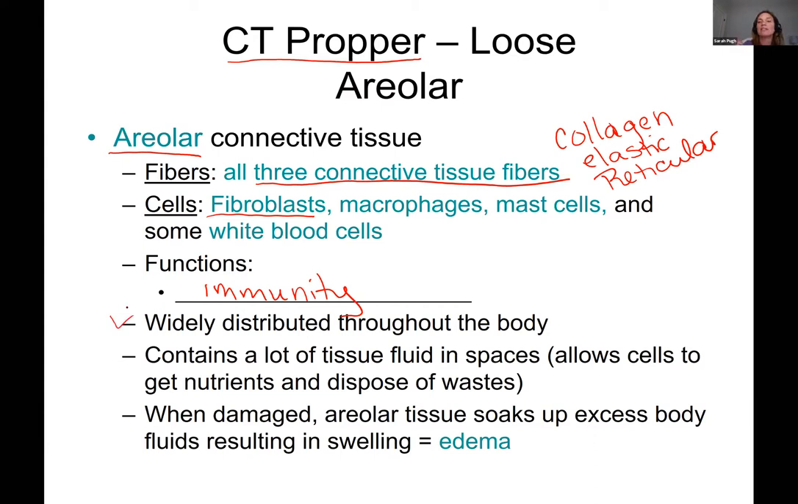It does have a lot of tissue fluid in it. And if it gets damaged, it'll actually soak up more fluid and lead to swelling, which we call edema. And so this is why a lot of times, if you have ever noticed, if you get a cut, you feel the cut, a lot of times the edges feel real swollen. That's because of that underlying areolar tissue. It's soaked up a lot of fluid.